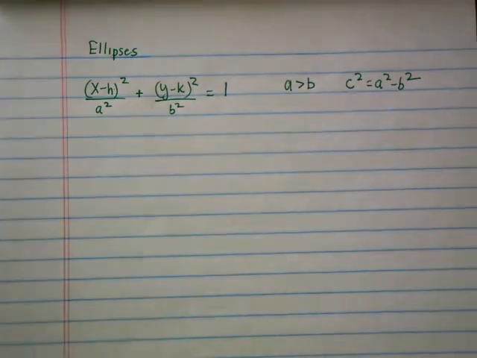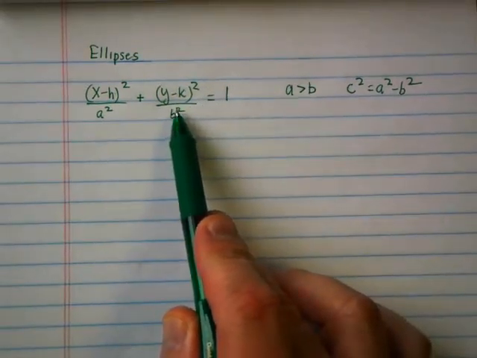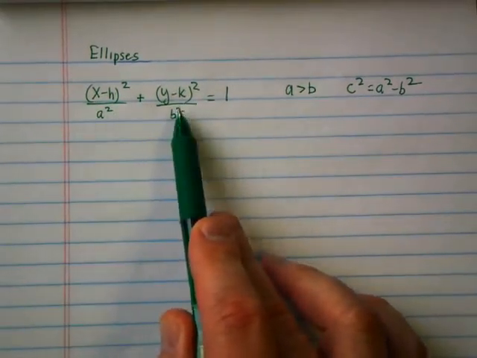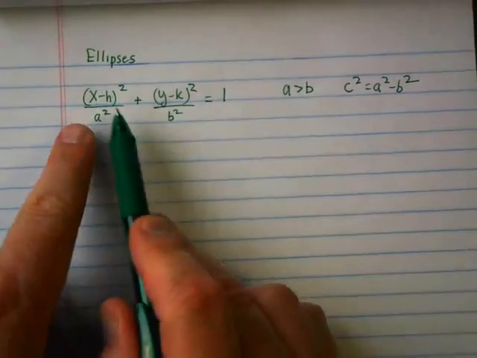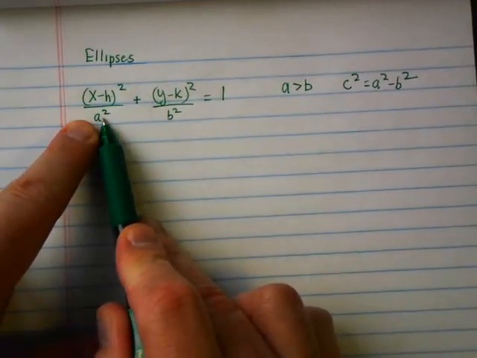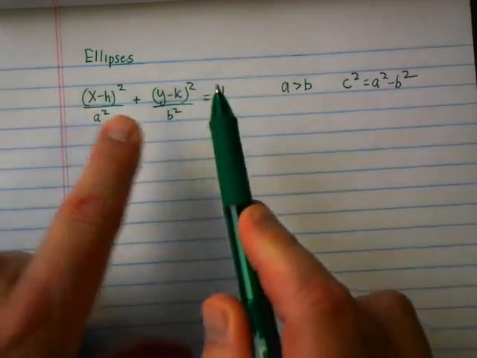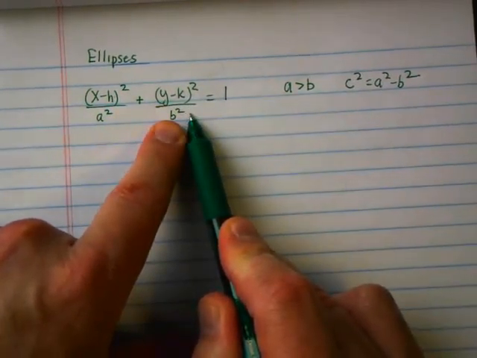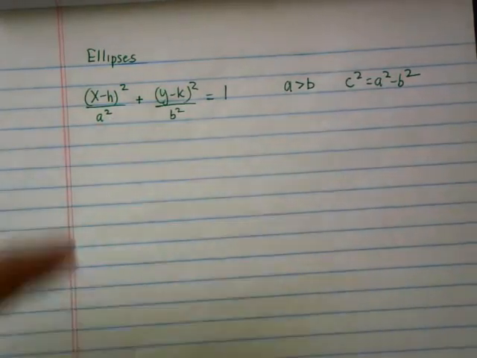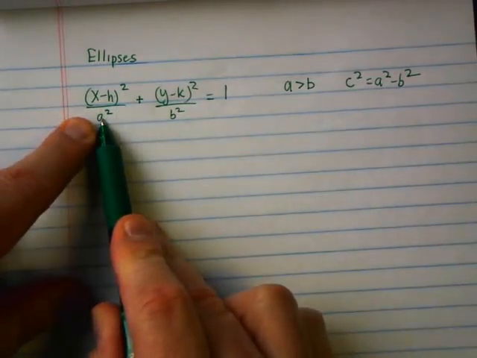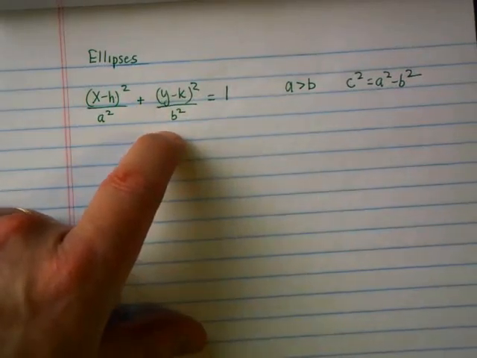And then sometimes we had the bigger number under the y. Sometimes we had a squared over here and b squared over there. How did that change things? So this ellipse, the way it's written with a, the bigger number under the x, is long and short. If the big number is under the y, then you're tall and skinny.